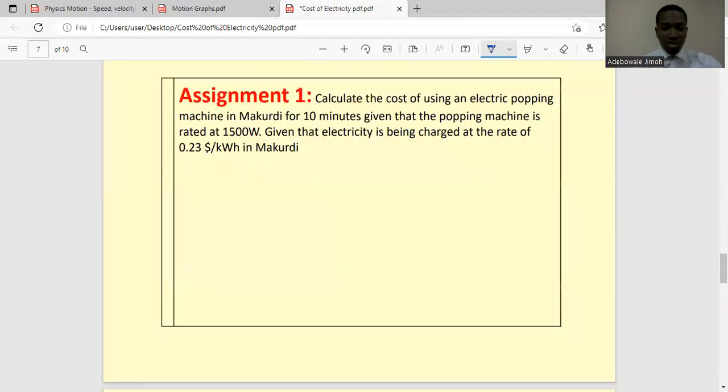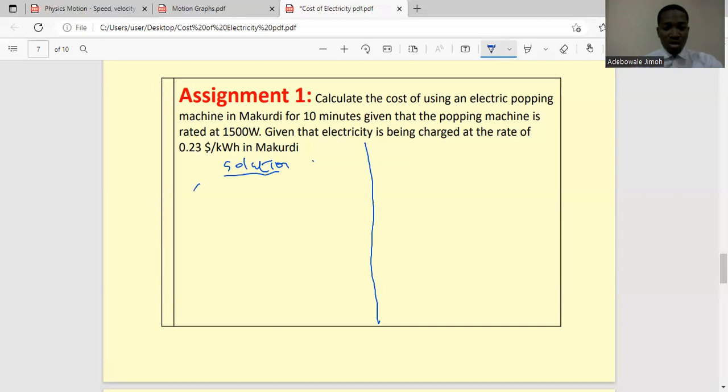Okay, so let's solve this question entitled Assignment 1. Calculate the cost of using an electric pumping machine in Makurdi for 10 minutes, given that the pumping machine is rated at 1,500 watts, given that electricity is being charged at the rate of $0.23 per kilowatt hour in Makurdi. Okay, so let's solve this. Let me divide this into 2 so I can have enough space.